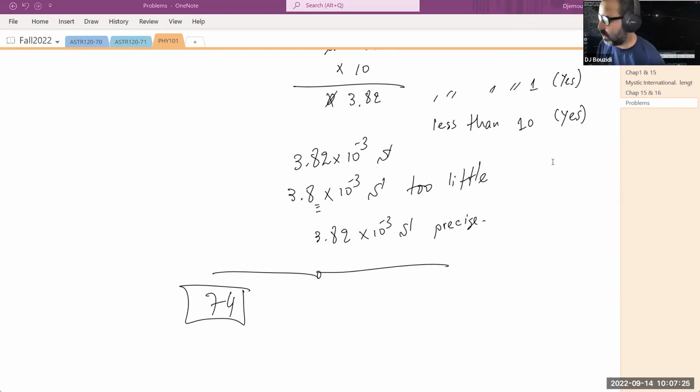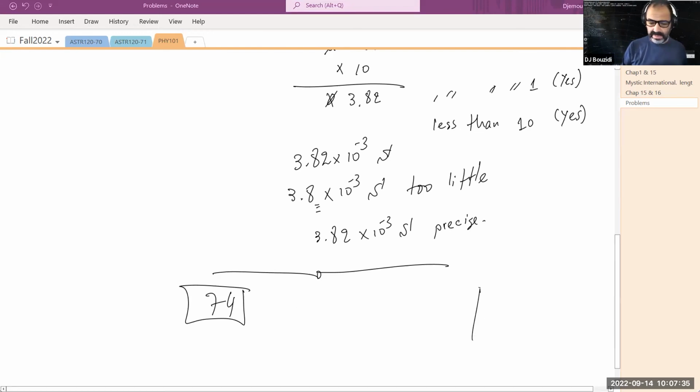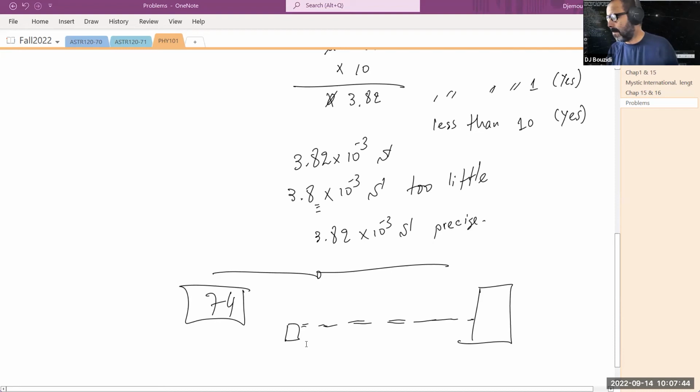So 74, it says your sonic range finder measures the distance to a nearby building at 20 meters. So you have a sonic device, you have a building in here, and you have a device in here that sends sound waves, and based on when they come back, decides the distance is 20 meters.